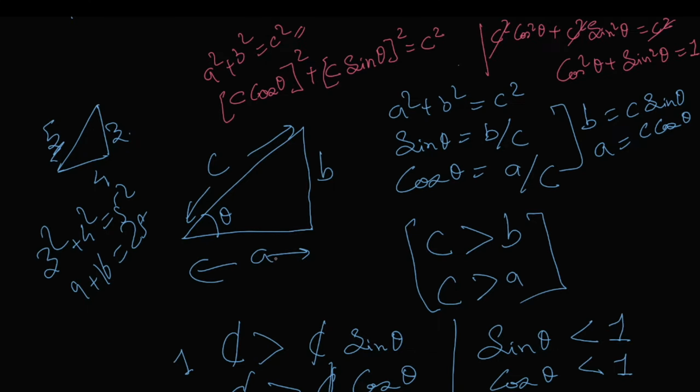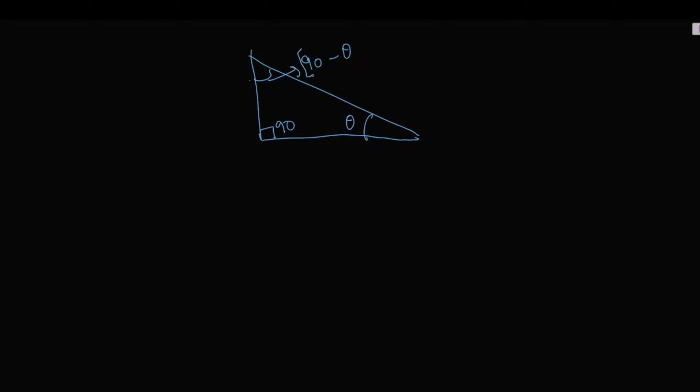So let's see what we have established so far. We know theta, and this is 90, and we saw previously that this angle will be how much? 90 minus theta, right? So this is A, this is B, and this is C, the lengths of the respective sides of this right angle triangle. So sin theta is how much? A by C. Cos theta is how much?